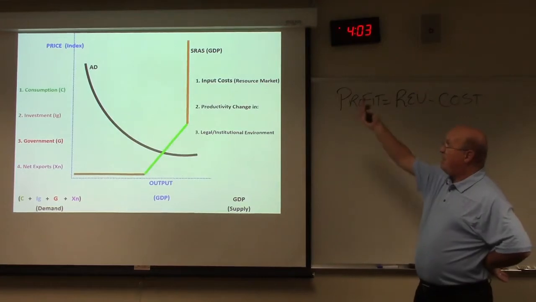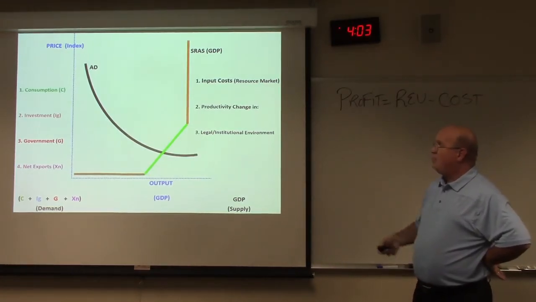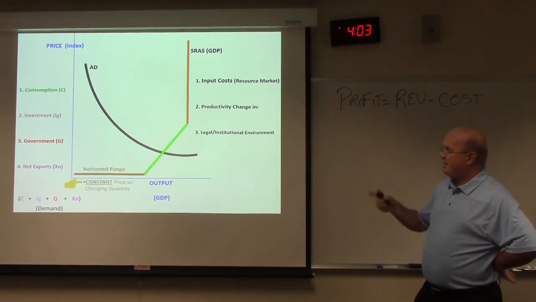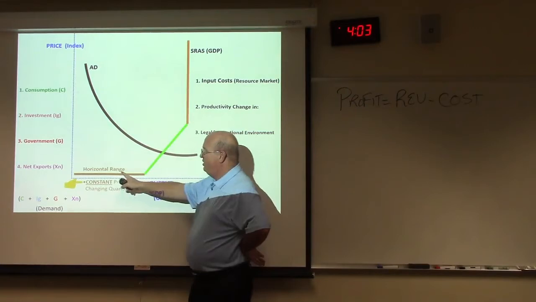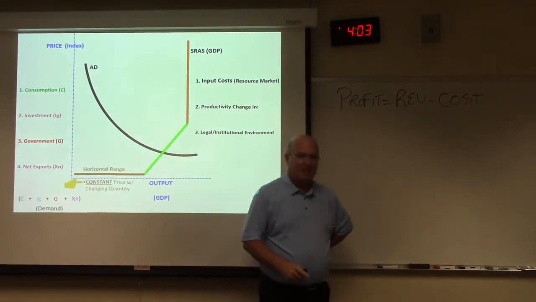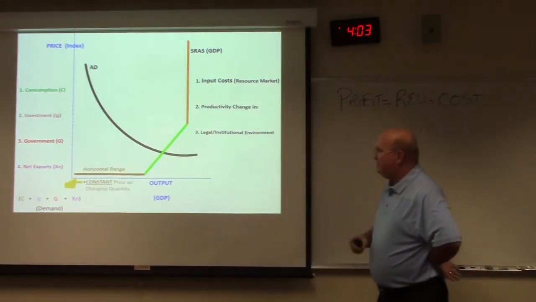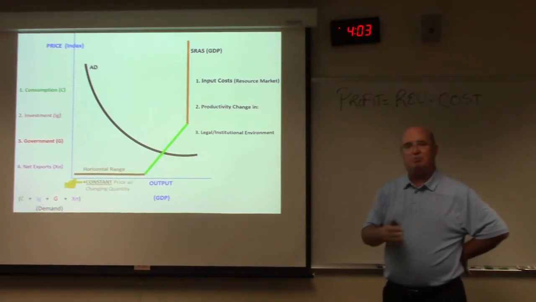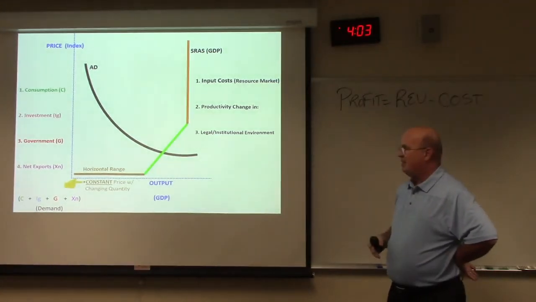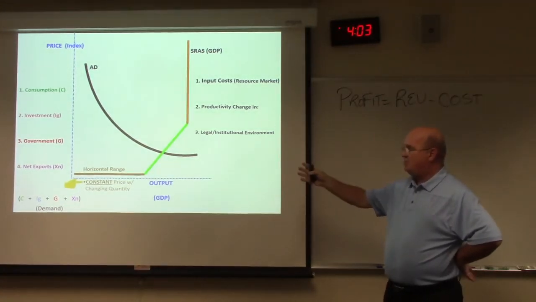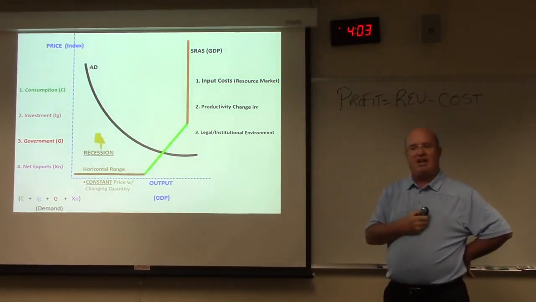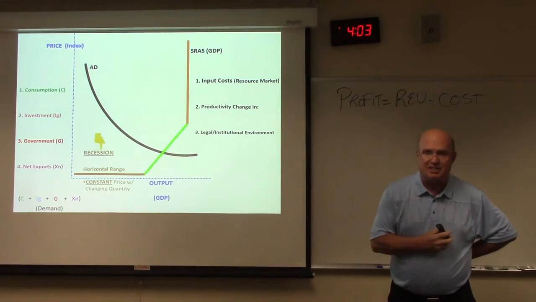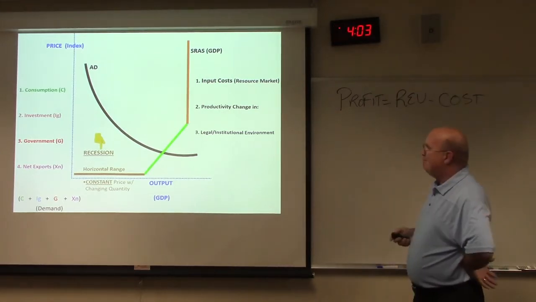Alright, so here we have the 3 on one side, we have the 4 on the other. Now the thing about it is each of these color ranges are a little bit different. The horizontal range, constant price with changing quantity. In other words, the prices don't change. This area, this brown area here, is what we call the horizontal range, or the economy's in a recession. Okay?